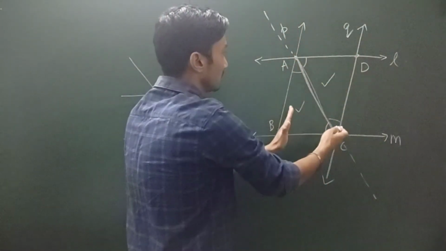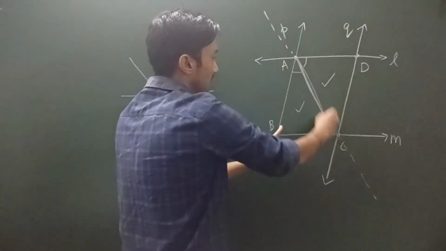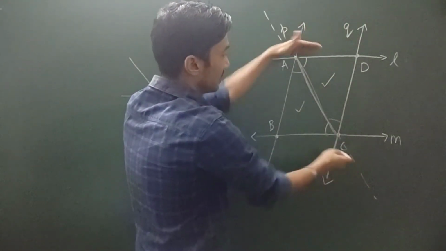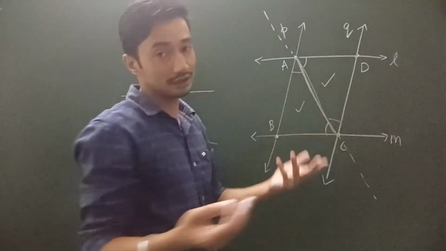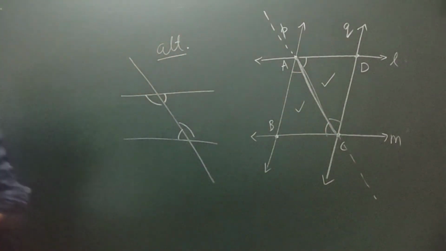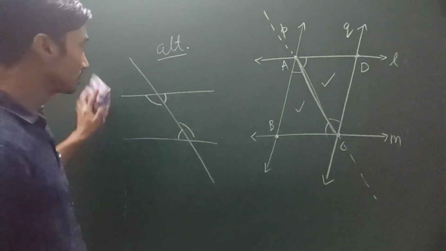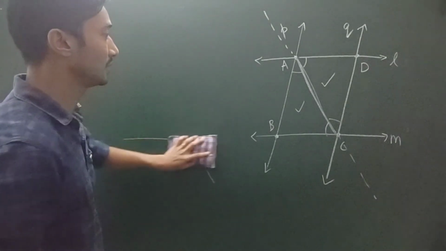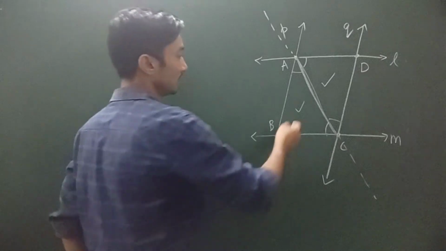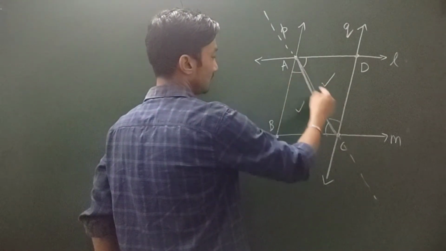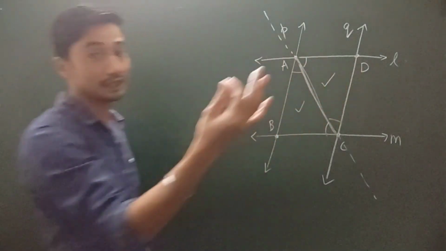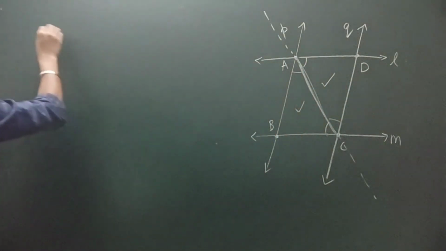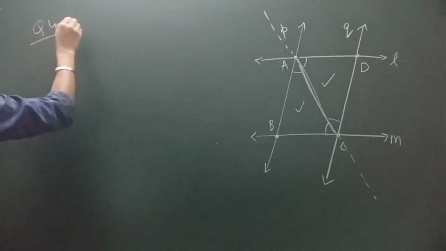Even PQ is again a transversal. LM is again a transversal. Both ways, alternate interior angles. So you see what happens in that case. That means in these two triangles, this angle is equal to this angle, this side is equal to this side, angle, side, angle, whatever we get. Forget it now. Question number 4.